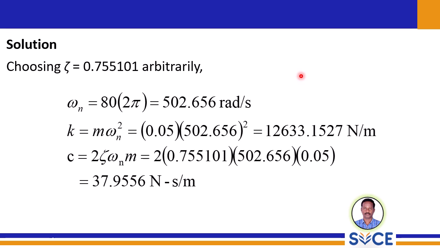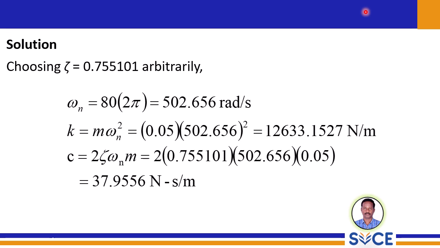So this problem is more or less similar to the first problem, the same thing. We are choosing 0.755 arbitrarily. We are calculating the natural frequency, which is already given as 8 Hz. We are just converting it into radians per second, that's all. By using this omega we are calculating K, that is, the mass is given and the natural frequency just calculated is 50.2 radians per second. We are substituting it and getting 12633. And then the next thing is the final step. We are going to calculate the damping.